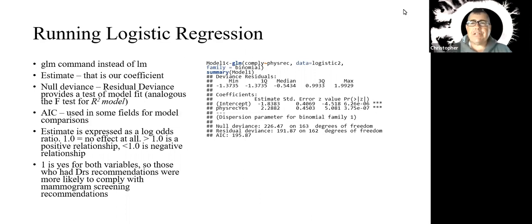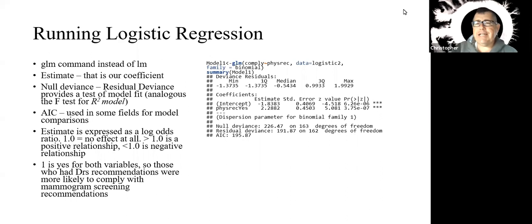This estimate, that's very much like our regression coefficient. I'll talk about the estimate in more detail in a second, but you see we get an estimate, we get a standard error, and we get a z-value instead of a t-value here. Interpreted in the same way, if you got a probability of less than 0.05, it's statistically significant. We get a couple of other things. We have null deviance values and residual deviance.